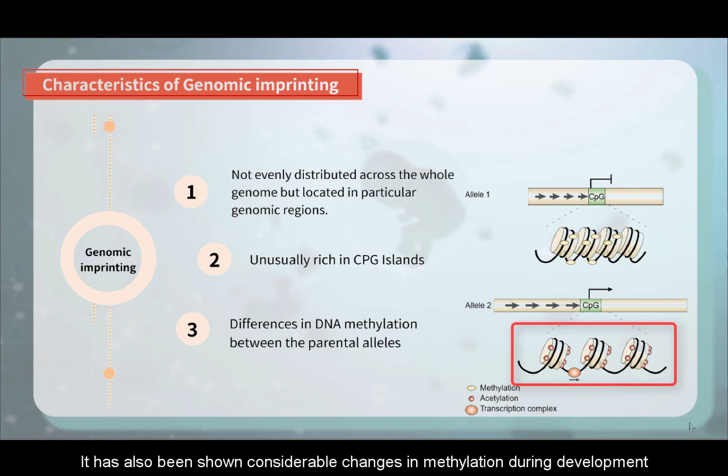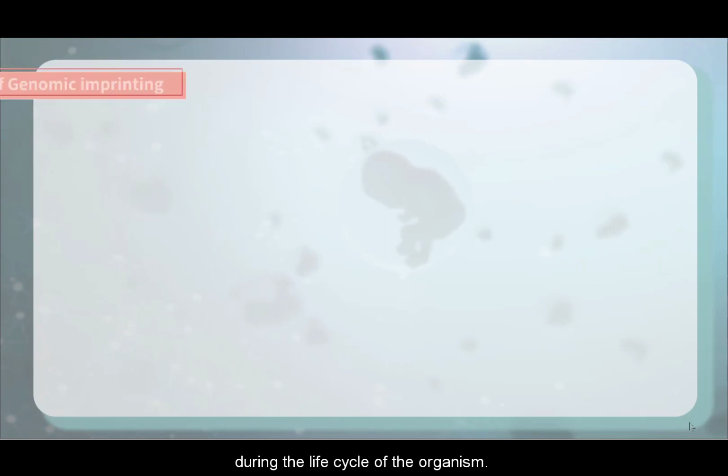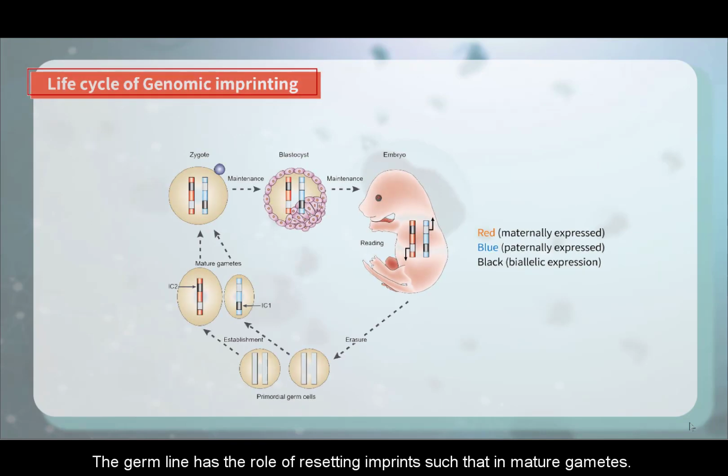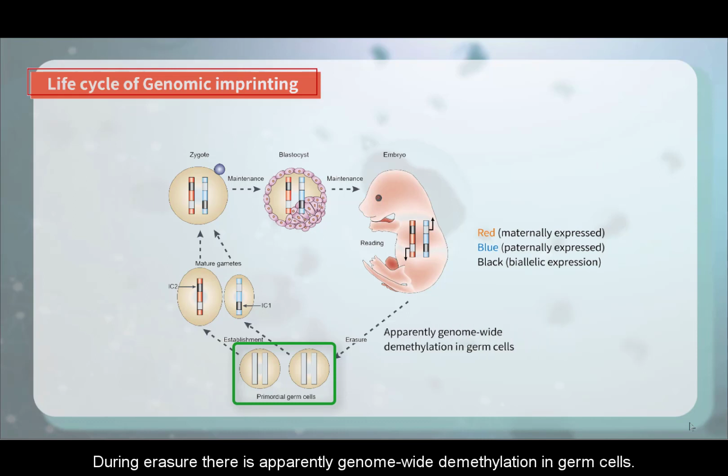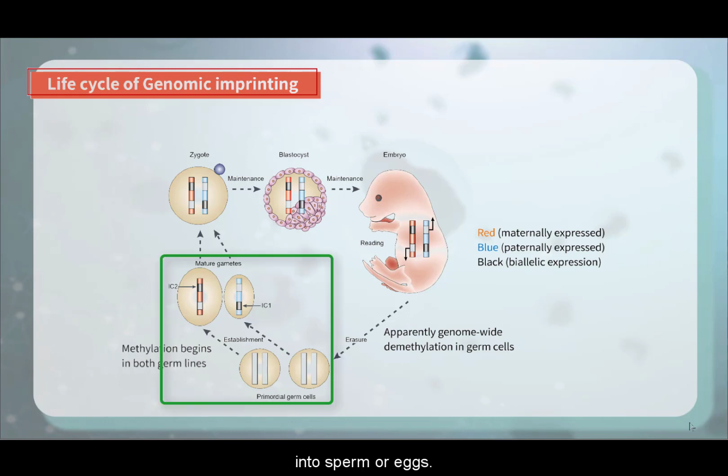There are considerable changes in methylation during development, and tissue-specific methylation patterns are acquired, which can be associated with tissue-specific imprinted expression. And the genomic imprints change in characteristic ways during the life cycle of the organism. The germline has the role of resetting imprints in mature gametes. During erasure, there is apparently genome-wide demethylation in germ cells. Imprints are established during the development of germ cells into sperm or eggs.